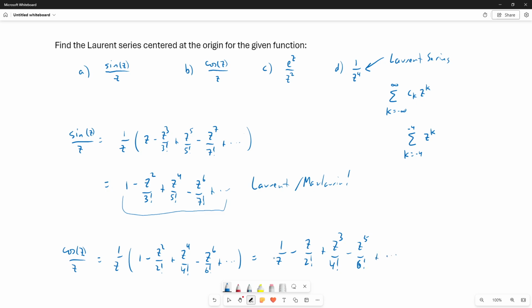So here, this is not an ordinary Maclaurin series because we do have a negative power of z. Here is z to the -1. So this is a Laurent series. The Laurent series centered at the origin means that we have, instead of z minus z0 to the k, it's just z to the k because z0 is 0. That's what it means to center at the origin. I don't think I mentioned that.